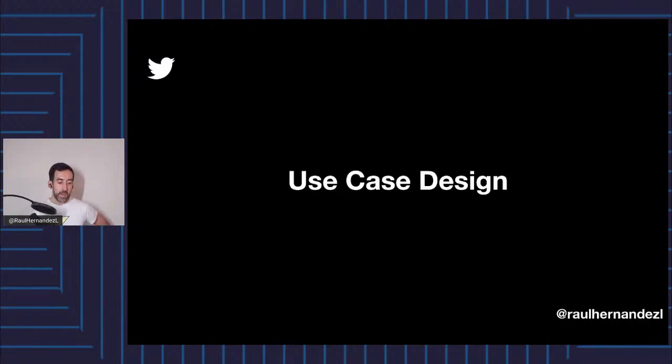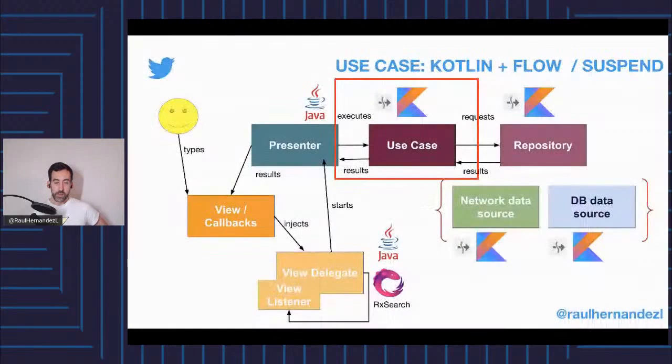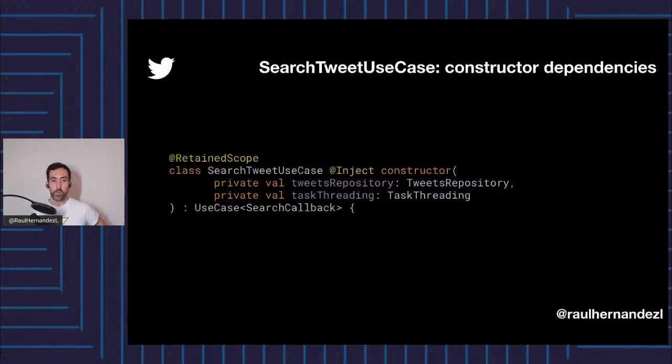Now let's see what we have in the use case design. For the use case, I am planning to have everything else changed so far. So here I am expecting that I'm going to return a flow, and then the use case is going to be responsible for handling that. But let's see the difference between the previous approach and the new one. For instance, the search tweets use case with the constructor, I have inside here the repository, and again, the task threading.